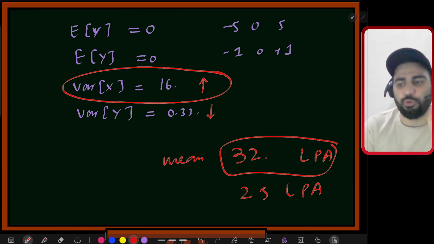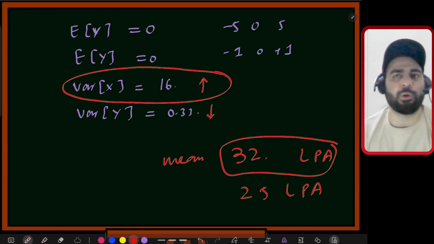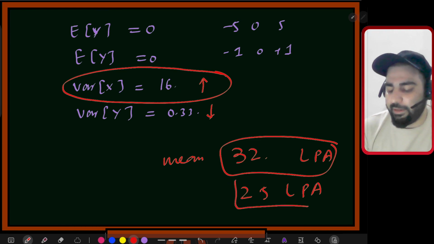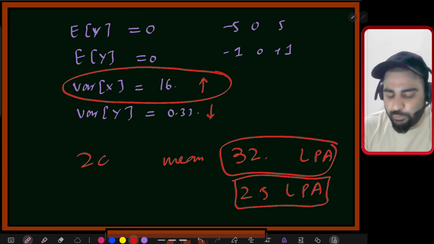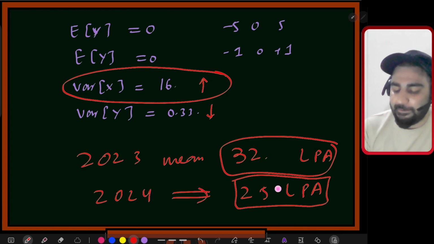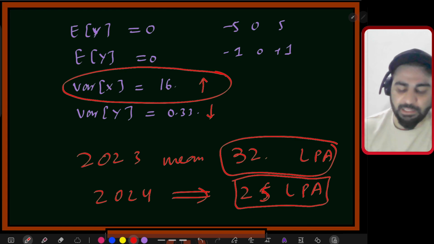If I just told you one number, that the average CTC in year 2021 was 32 point some lakhs, you'd say, okay, that year went very well. Now even if you see this, this was in 2023, let's suppose. Now in 2024, this is the average salary that people got. You can see that on average it has decreased somewhat. There have been some problems in the market. So just one number tells you a lot of story. That's what the expectation did.